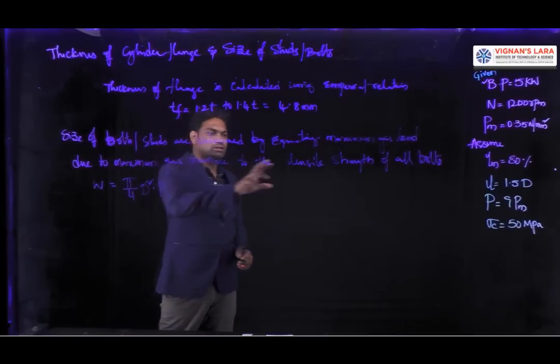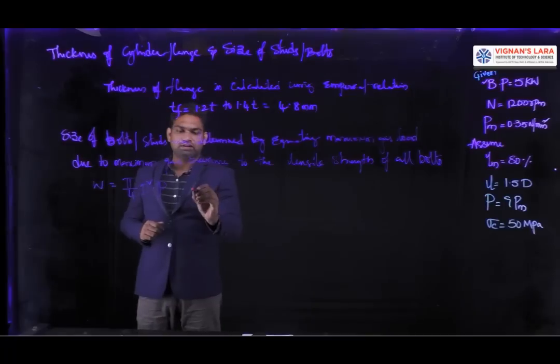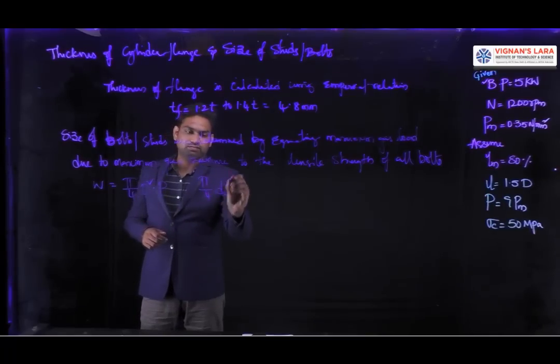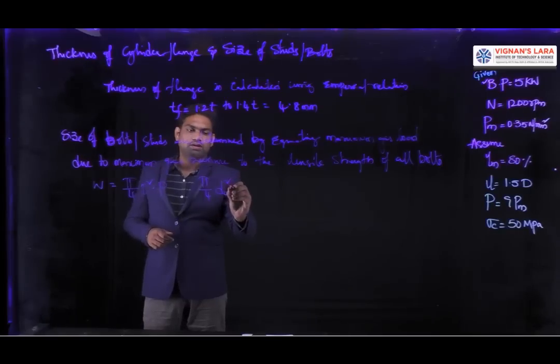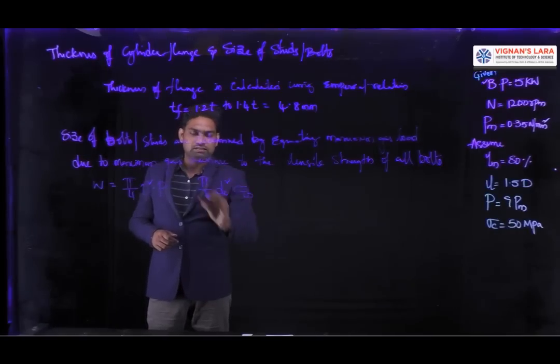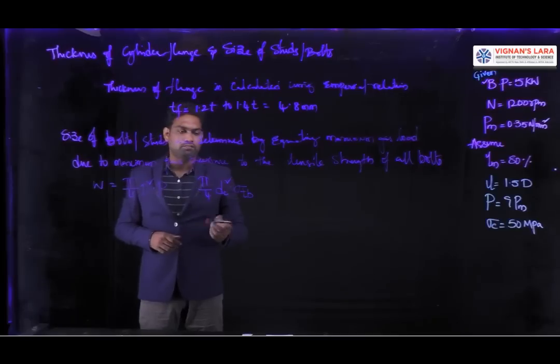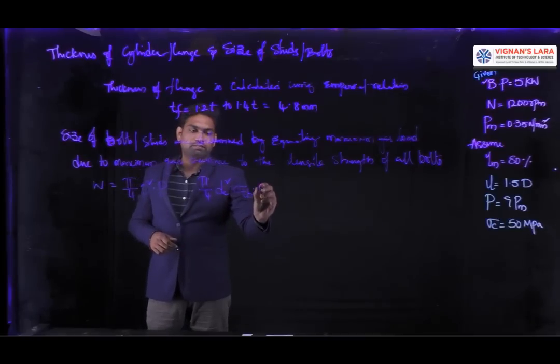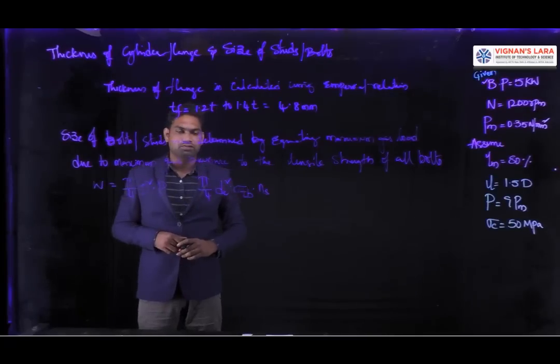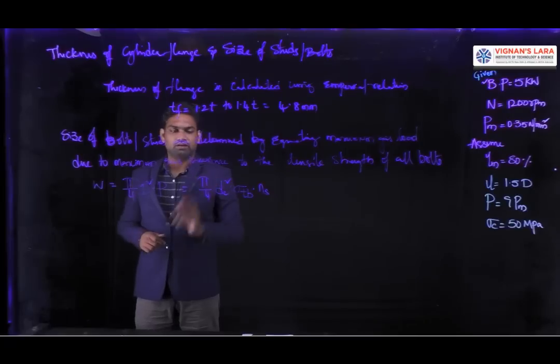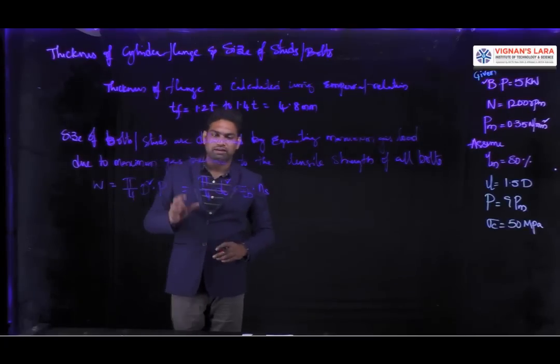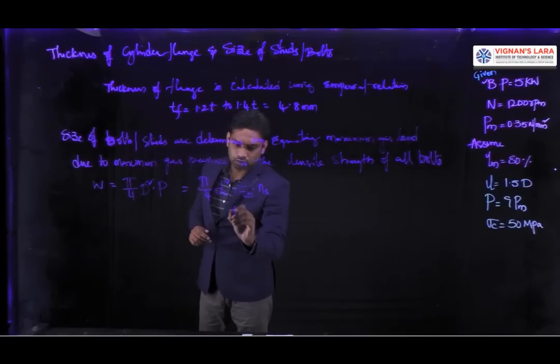And coming to the tensile strength of all bolts, that is pi by 4 DC square, core diameter of bolts, into the tensile strength of bolt sigma TB. It is the tensile strength of one bolt or stud, so multiplied by the total number of bolts or studs. So if you equate these two equations, from these you can calculate the core diameter of bolts DC.